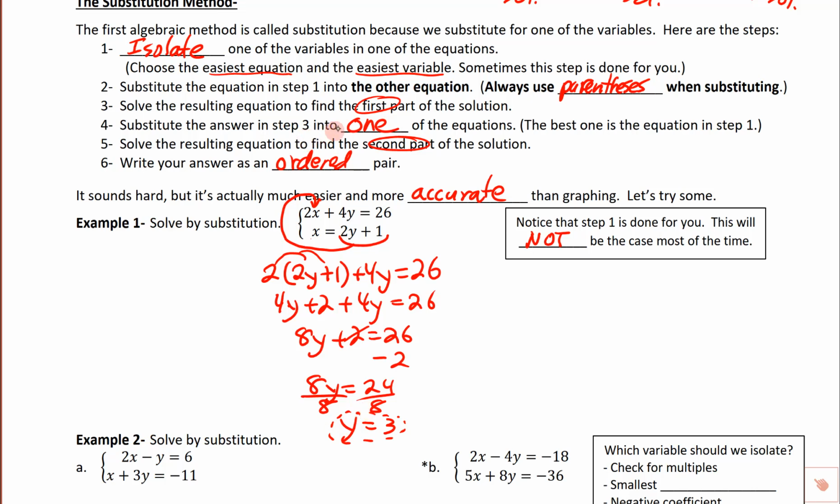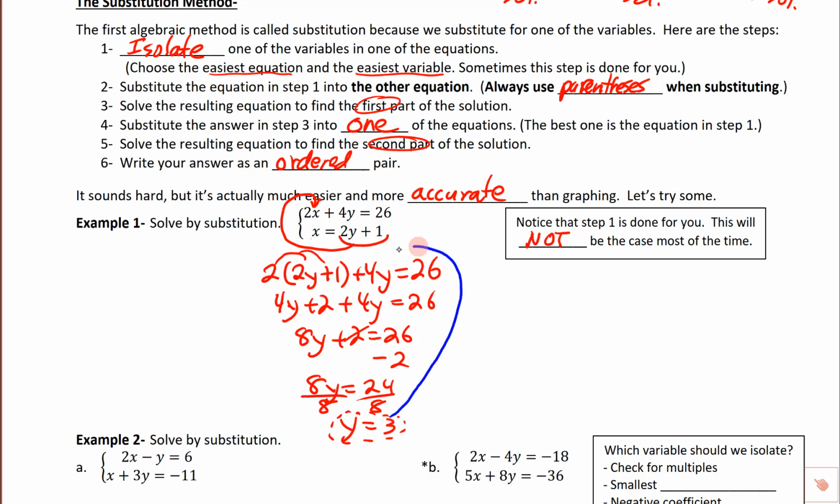Now we're actually right here. We're like halfway through. It seems like that's a ton of work to get halfway through, but as far as work goes, we're actually way more than that. Let me show you how easy it is to finish this off. We're going to take this and we're going to substitute it back into either one of these, but this is the simplest one. So I'm going to change colors here, and I'm going to say wherever there's a y, we're going to put a 3.